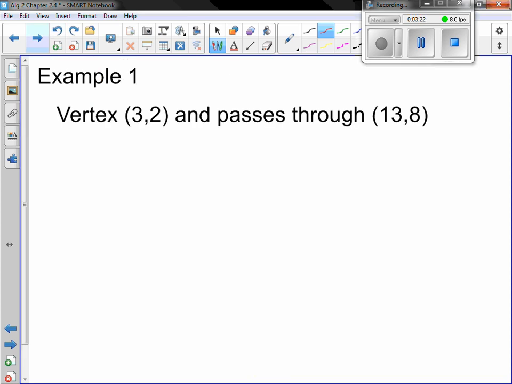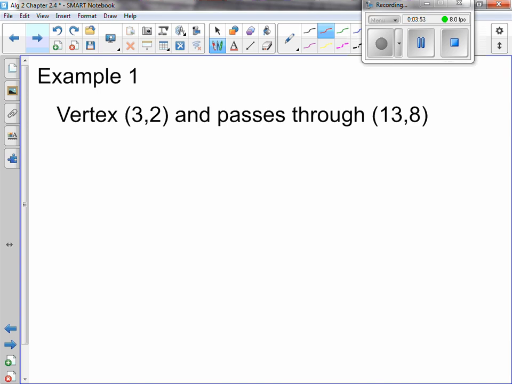Now, the equations of what I have and what you have down are going to differ a little bit. I won't have all the text on that page. But this is just a way to walk us through so you get used to doing what we're going to do for this here. Looking at the first one, we're told what? The vertex is 3, 2, and it passes through the point 13, 8.